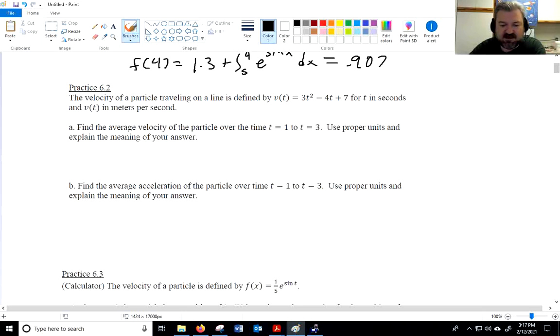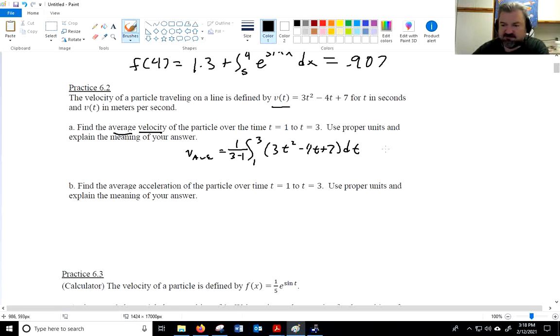The average velocity of the particle. We need to be really careful about this. We were given v, and we want to find average v. So that's not average rate of change. That's my favorite function, the average value. So v average is equal to 1 over 3 minus 1 times the integral from 1 to 3 of v of t dt.